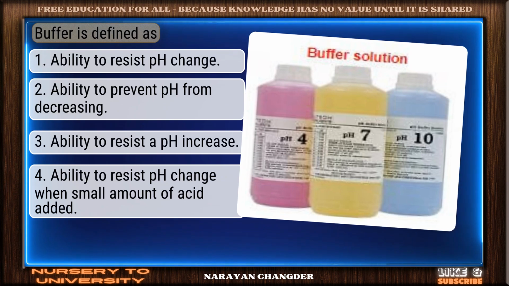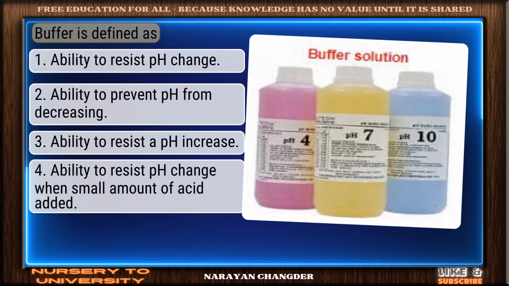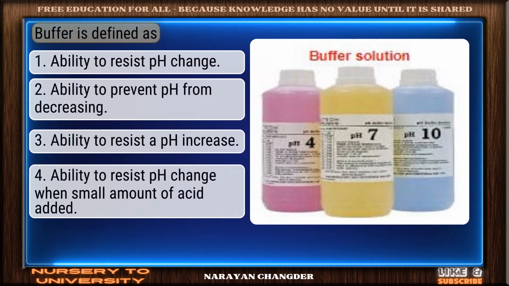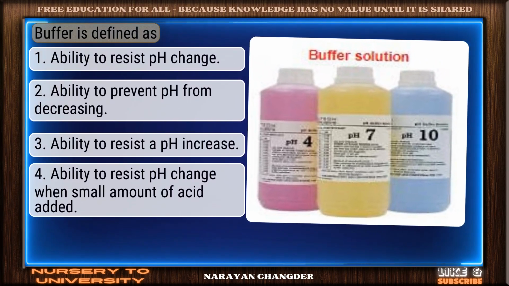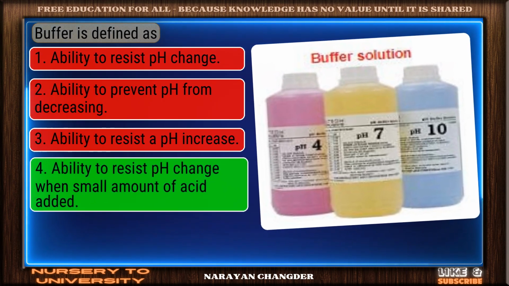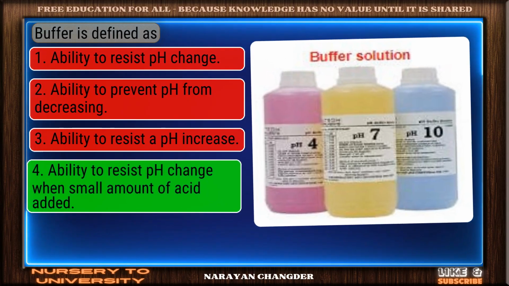Buffer is defined as, Option 1, ability to resist change. Option 2, ability to prevent pH from decreasing. Option 3, ability to resist a pH increase. Option 4, ability to resist pH change when a small amount of acid is added. Yes, ability to resist pH change when a small amount of acid is added is right.